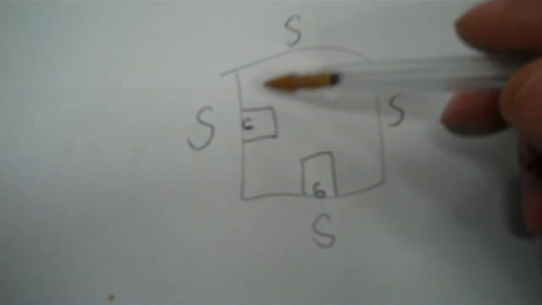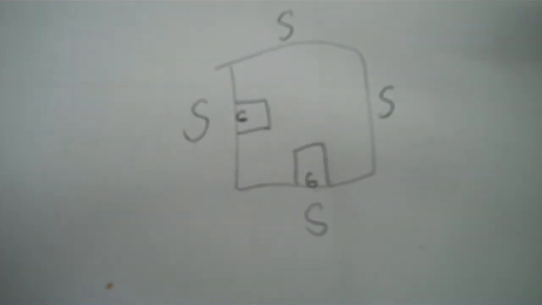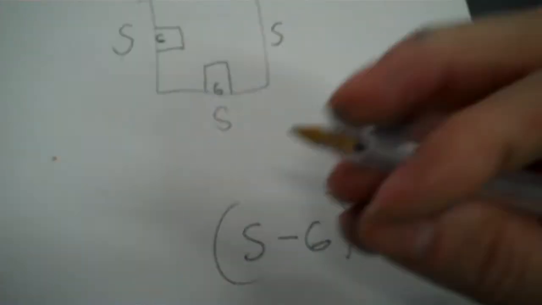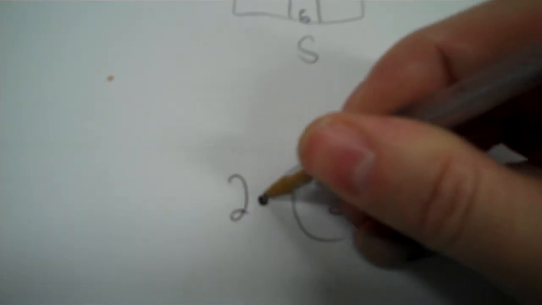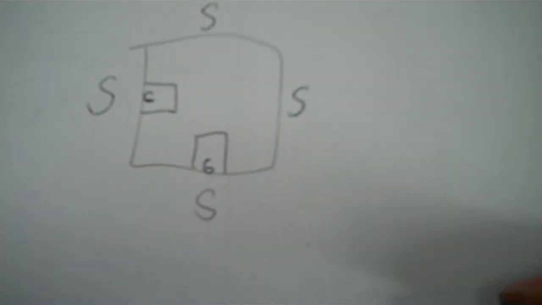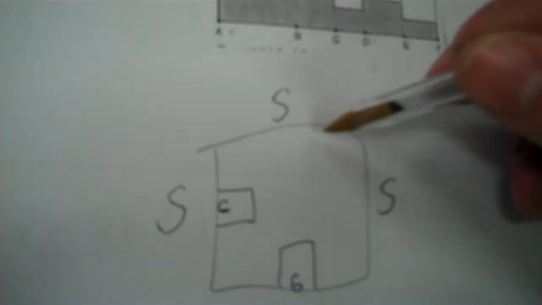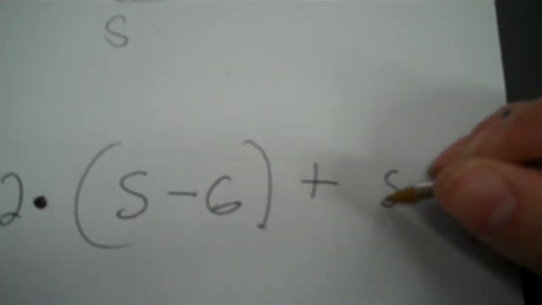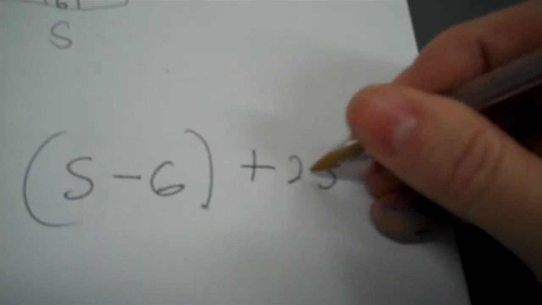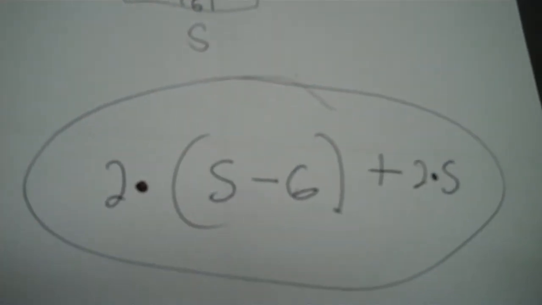Now, how many of those sides have the gate on them, where it'd be S minus G? There'd be 2 of them, so I put it 2 times right there. And then plus, and then these would be S. You don't have gates, so it'd just be S right there. Now, how many of those S sides don't have a gate? There'd be 2, so I put a 2 in front of that one. Okay, and that's the expression. That's how that works, okay?